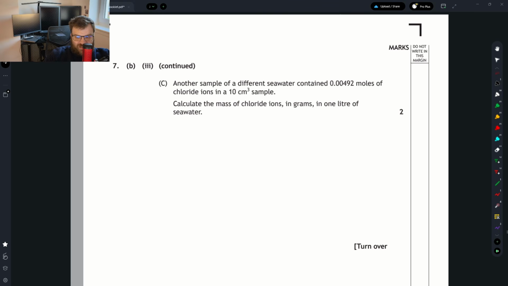Moving on, they're telling us we've got a different number of moles in a different volume, and we want the mass in 1 litre. I'd probably deal with 1 litre first, because if 0.00492 moles is in 10 centimetres cubed, well, a litre is 1,000 centimetres cubed. Then I want to times that by 100, so it would be 0.492 moles of chloride ions.